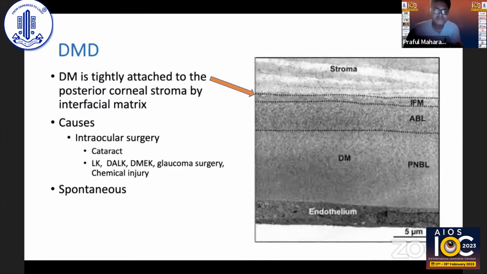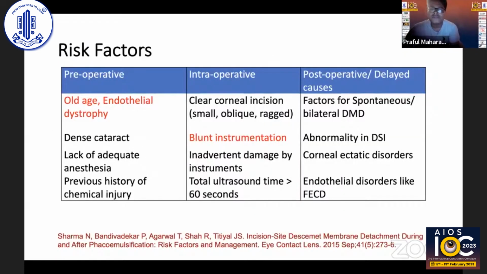Causes: we all know cataract is the most common cause, and there are other causes like PK, DALK, glaucoma surgery, and chemical injury. All this can cause it, but most commonly it's seen in cataract, especially ECCE cases, where the incidence is almost up to 5%. With phaco, it ranges between 0.5 to 1%. Spontaneous DMD can occur, especially in cases of corneal endothelial dystrophies as well as corneal ectasia. I'll not go through all the risk factors, but remember old age, endothelial dystrophy, hard cataract, and poor surgeon skill. These are the primary causes for DMD.